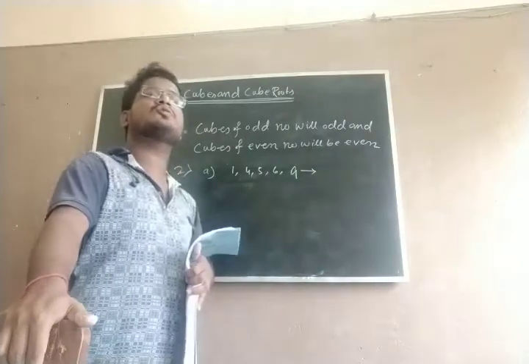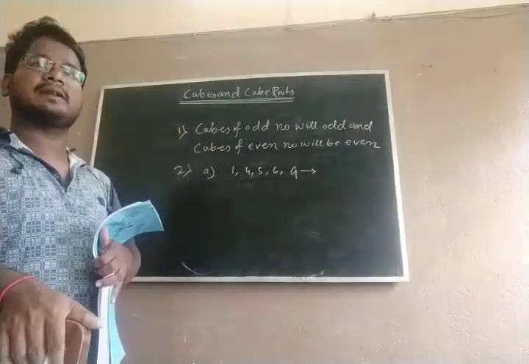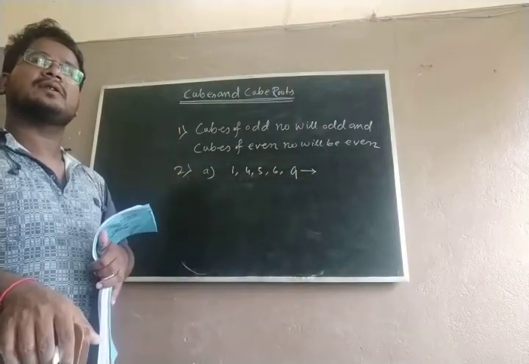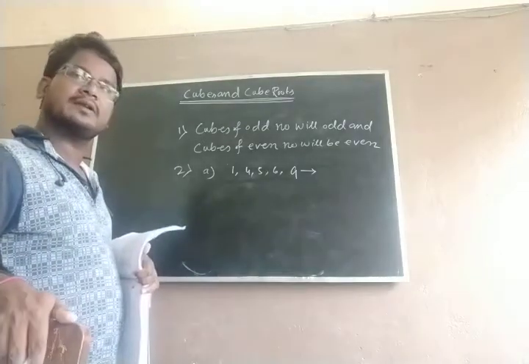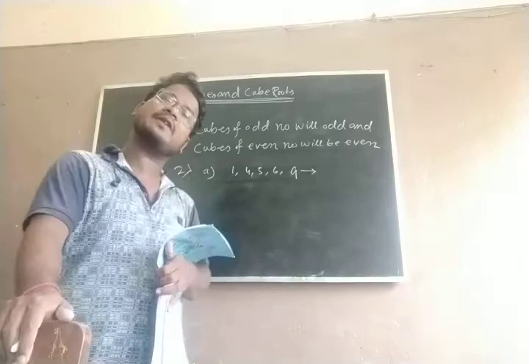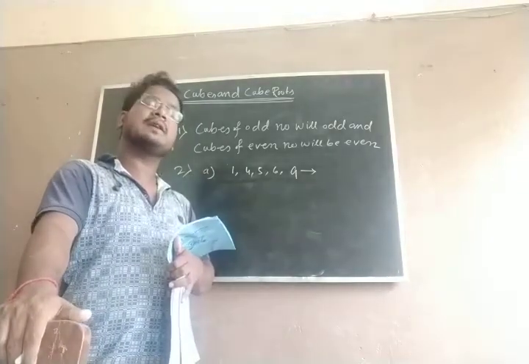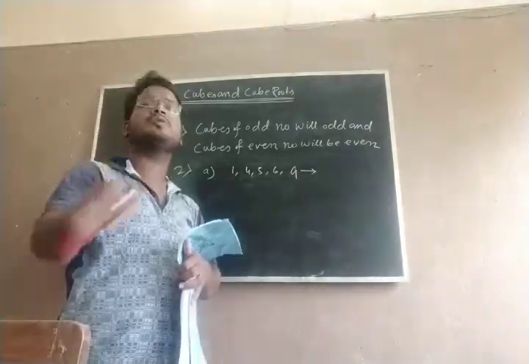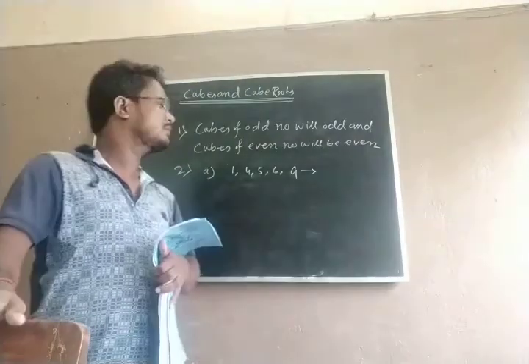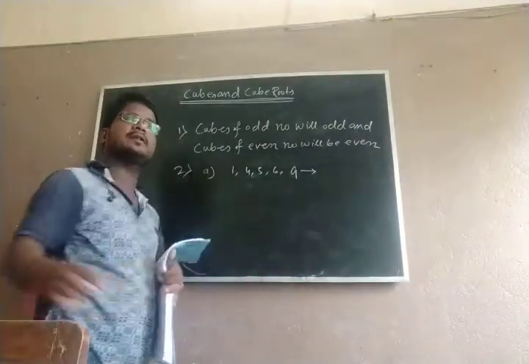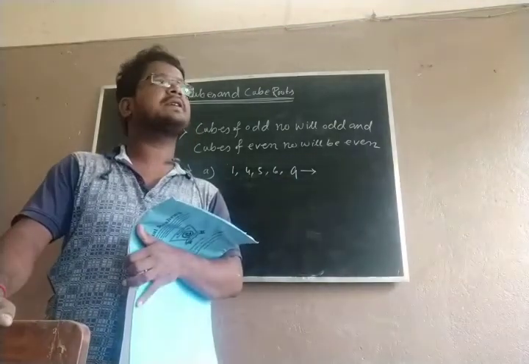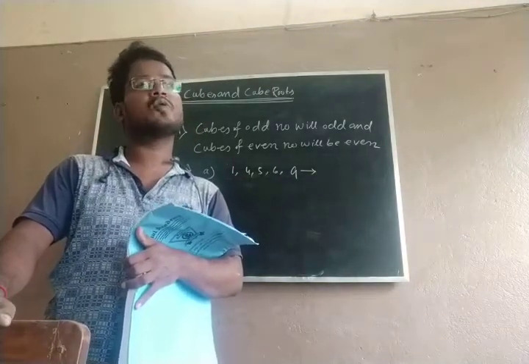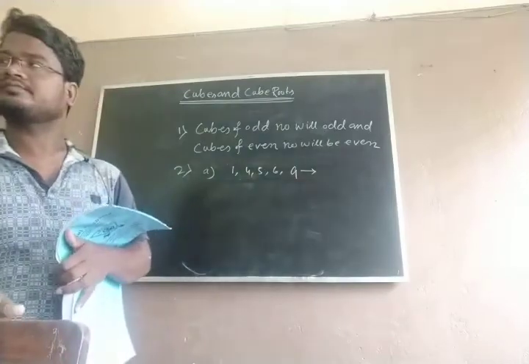Suppose I choose the number 11. In the unit place the number is 1. If you find 11 cube, then you can see in the result the unit place will be 1. If you choose 14 and find its cube, then in the result you can see in the unit place there will be 4 also.